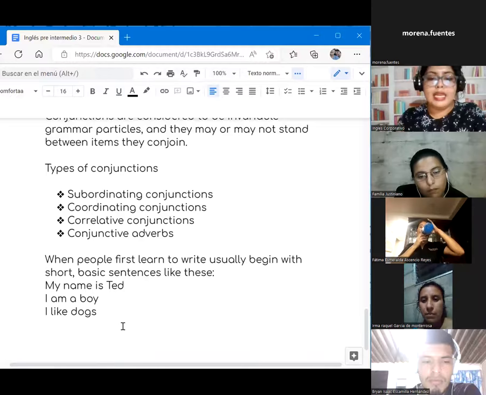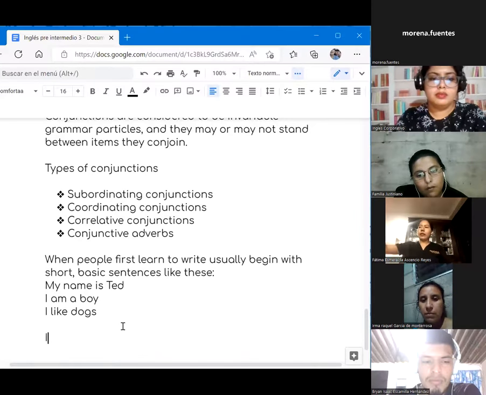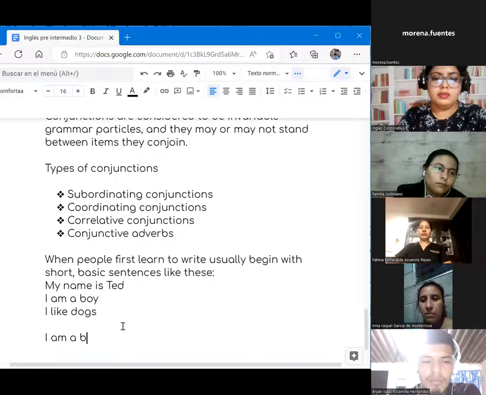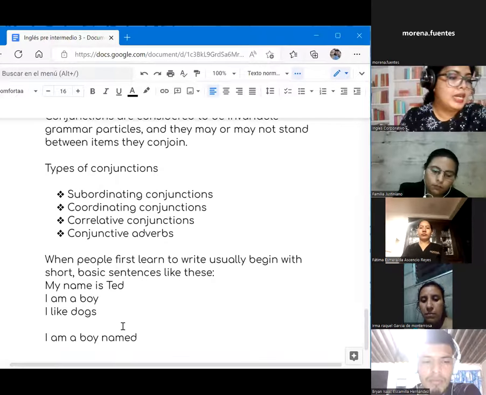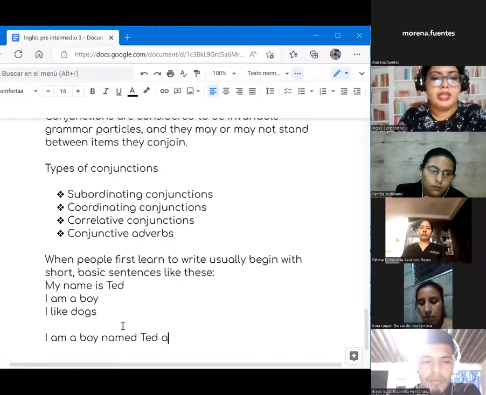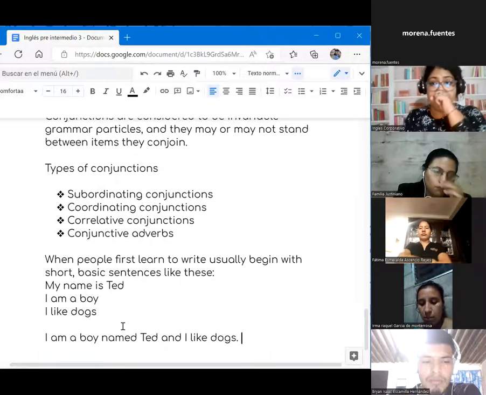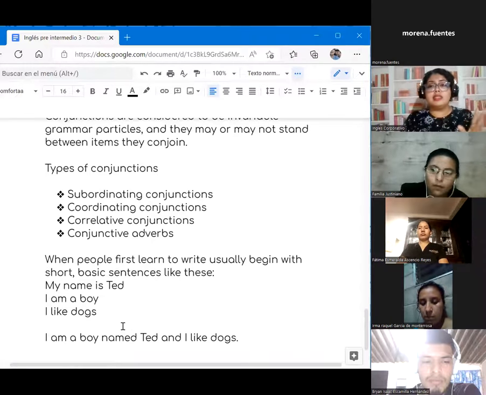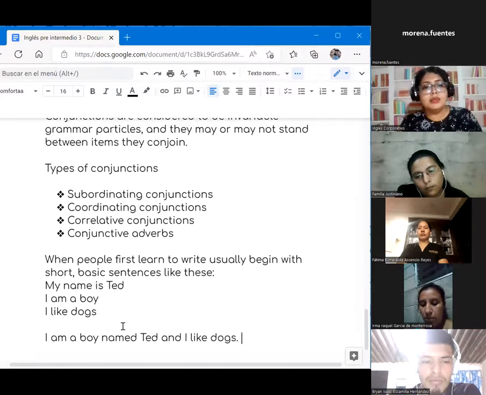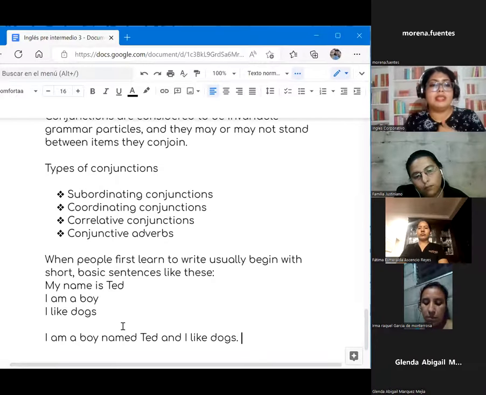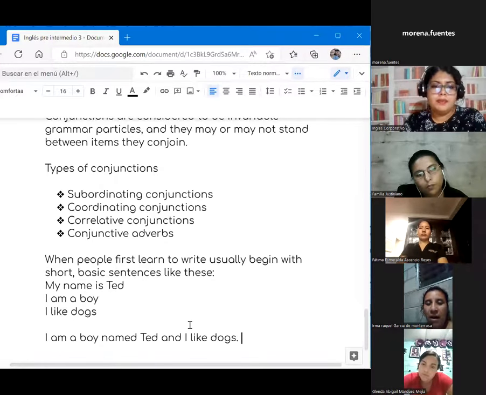I am a boy named Ted, and I like dogs. We change the three sentences into one. Cambiamos las tres frases cortas en una sola. I am a boy named Ted. Soy un chico llamado Ted. ¿Y qué decimos ahí? Primero, que mi nombre es Ted y que soy un chico, lo mismo de las primeras dos oraciones. And. This word, and.